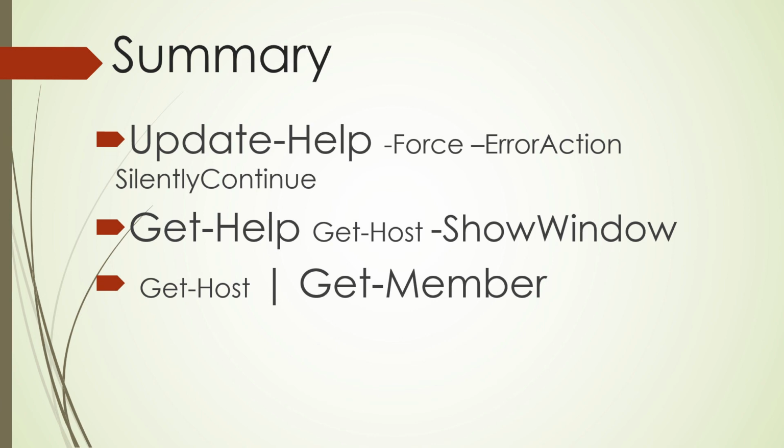Here is a quick summary of what we have learned in the first part of this tutorial on the PowerShell help system. Update the help system with Update-Help, the Force false switch, and the ErrorAction switch with the parameter SilentlyContinue. Get help on a specific commandlet, Get-Host, with the ShowWindow switch. Retrieve the commandlet Get-Host's members, methods and properties by piping the output to Get-Member. Please move on to part 2 to learn more on the help system.